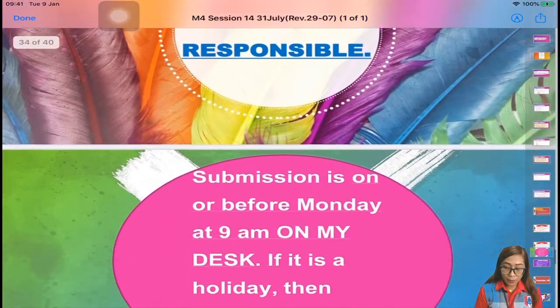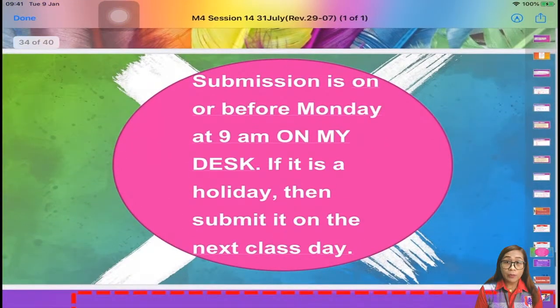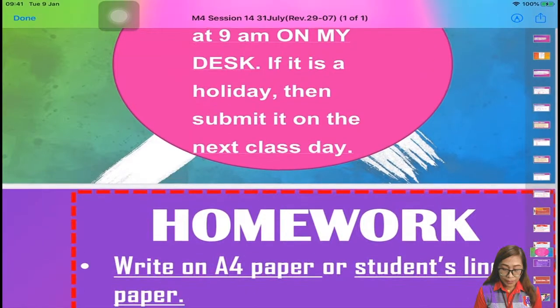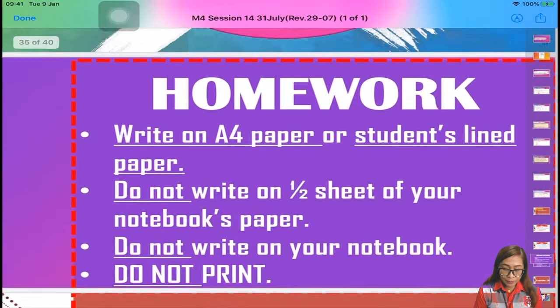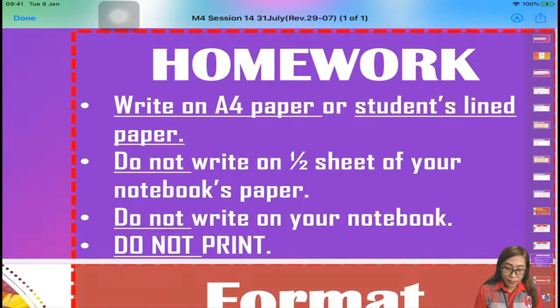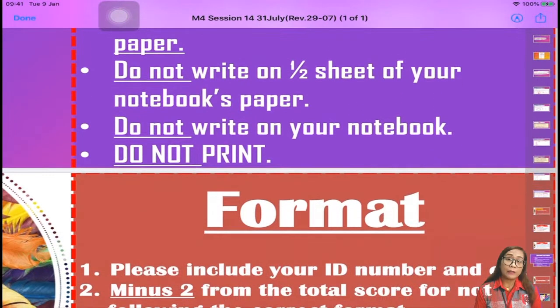Please always be responsible. The submission is on or before Monday at 9 a.m. So if you come here tomorrow, you can submit your work tomorrow until Monday before 9 a.m. on my desk. For your homework, please write on A4 paper or student's line paper, and do not write on 1/2 sheet of your notebook paper. Do not write also on your notebook. Do not print. I want you to write everything, and later you have to combine your A4 papers in a folder with your name on top.